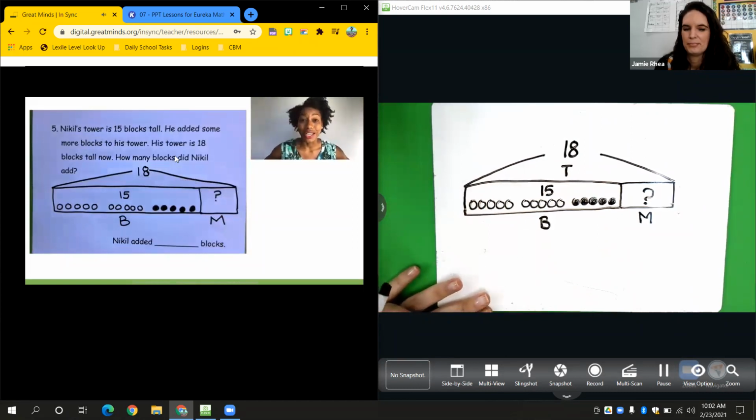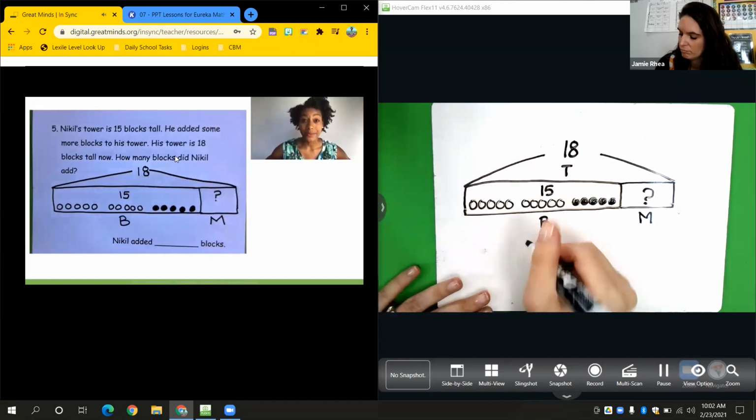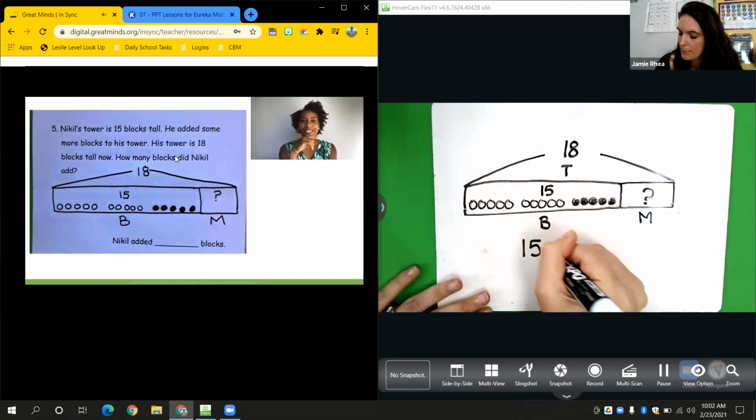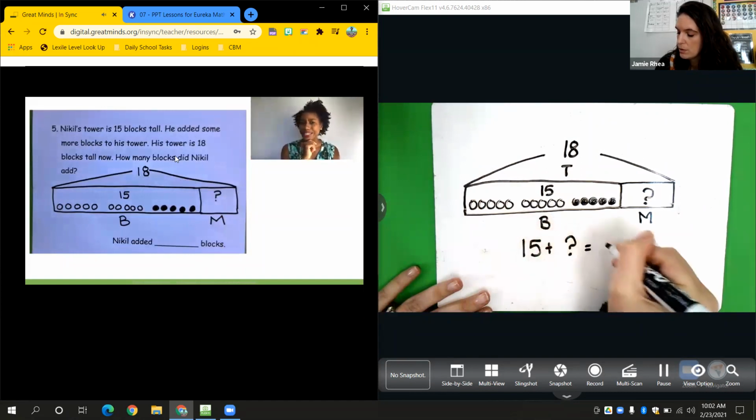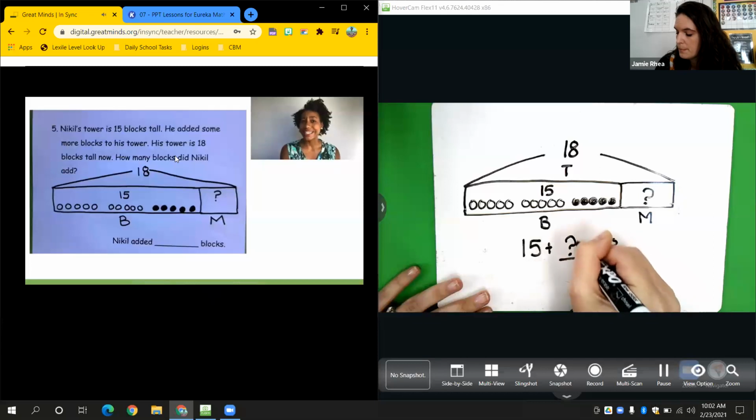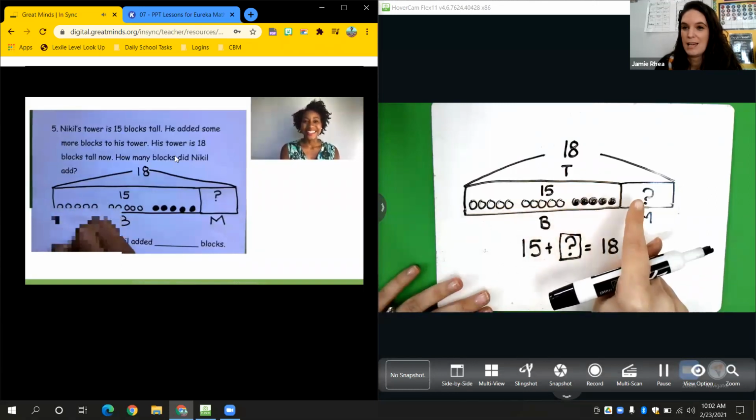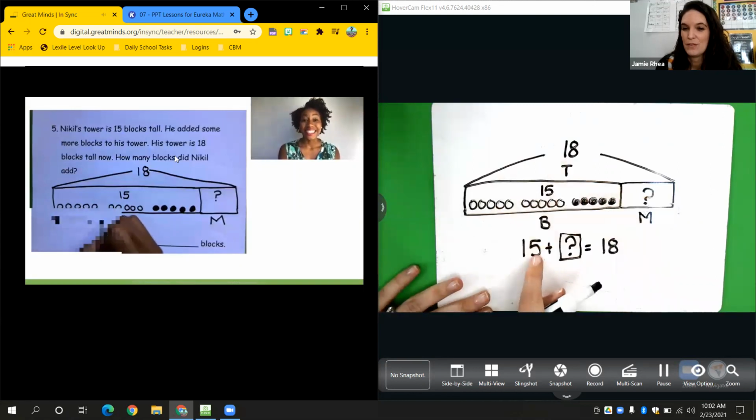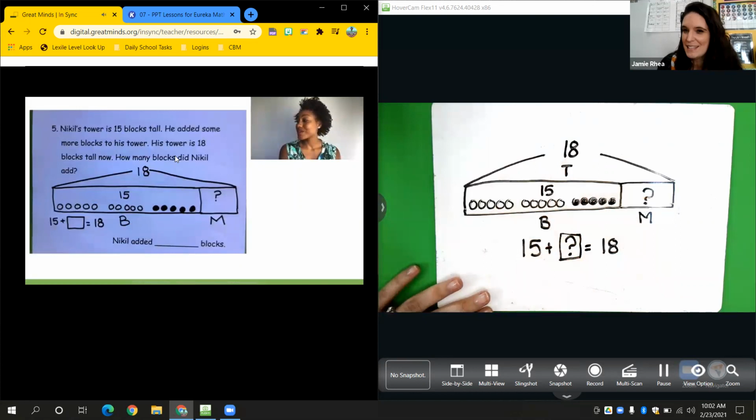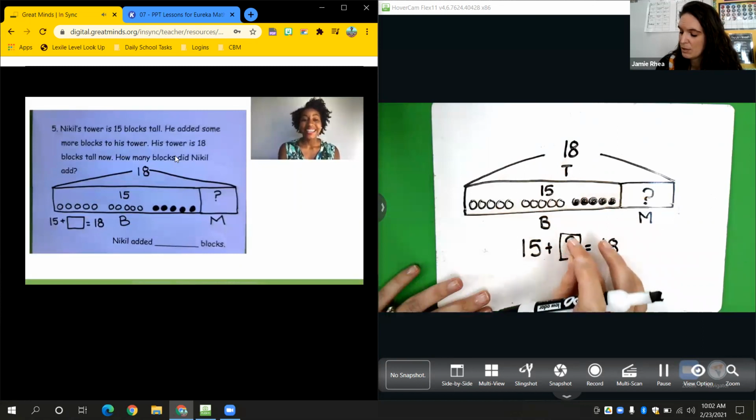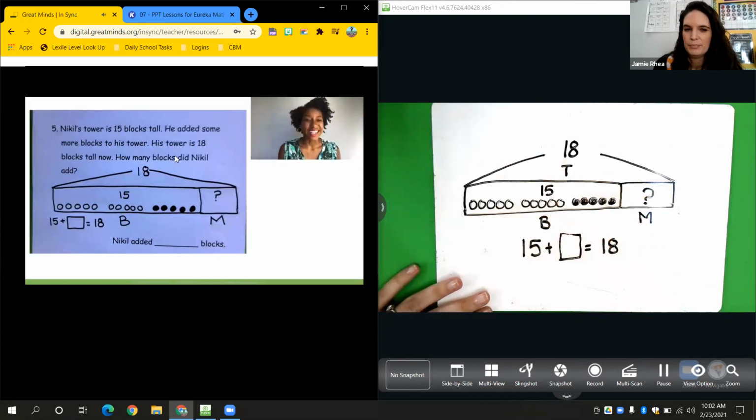Looking closely at our drawing, can you write a number sentence that will match? What number sentence equals 18 could I write that would match this drawing? We know I have 15 blocks. He added some more and then he got 18. Is this the number sentence you wrote? Yes, it is. 15 plus blank equals 18. I wrote that because Nichols starts with 15 blocks. He adds some more. I don't know how much yet. Now he has 18.